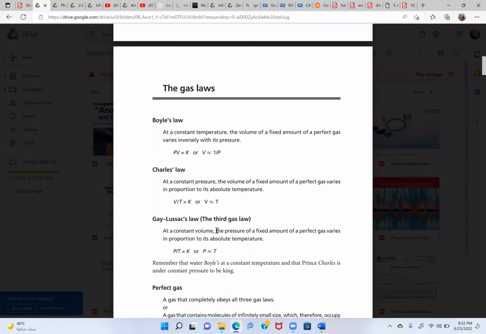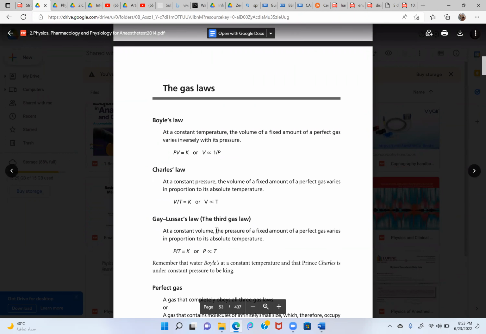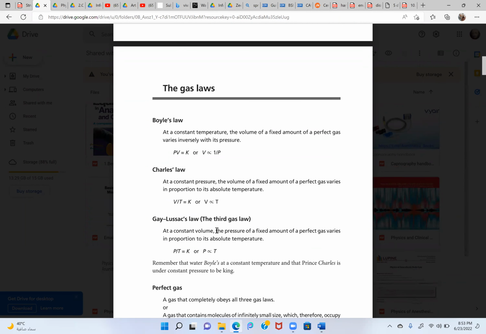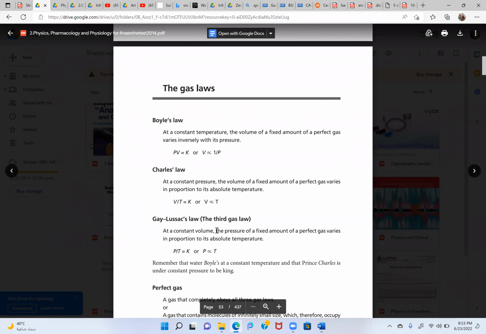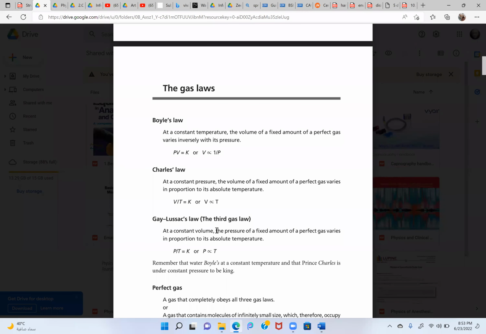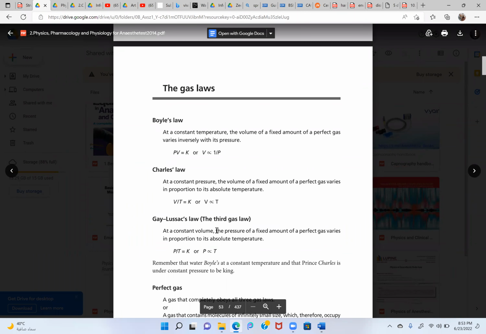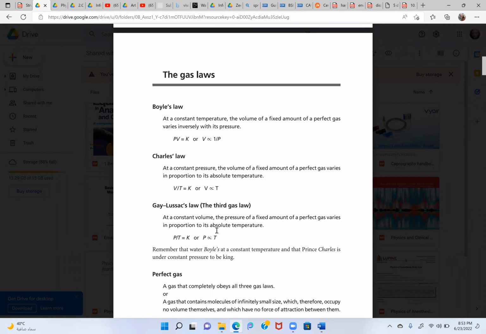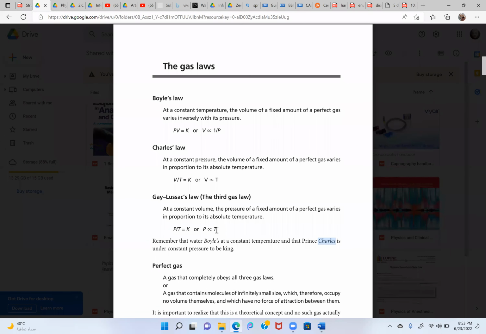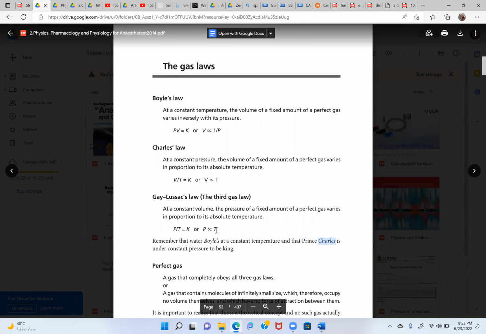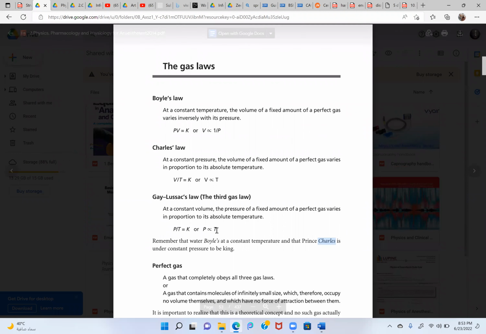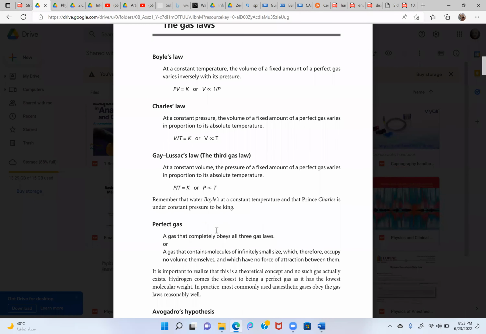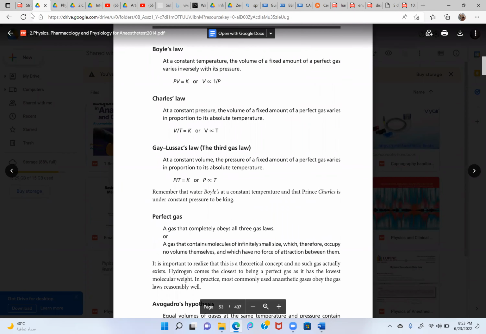Okay, so this one, Charles' law: at constant pressure, the volume of a fixed mass of gas varies in proportion to the absolute temperature. So I was correct. It is directly proportional. Okay, so here it is inversely proportional. This third gas law says the pressure of a fixed amount of perfect gas varies in proportion to the temperature. Okay, so it is like that.